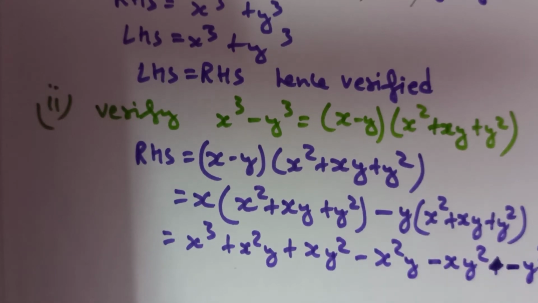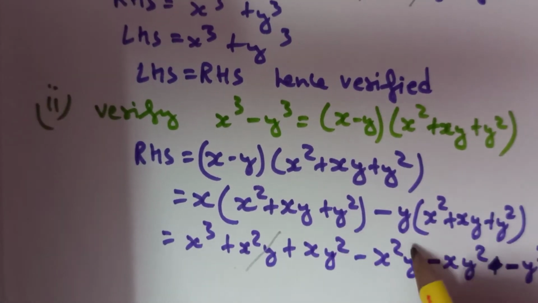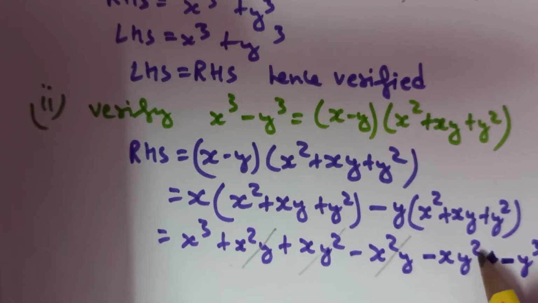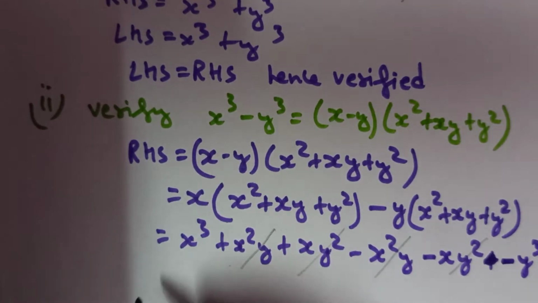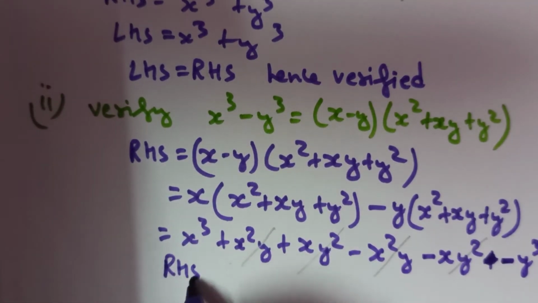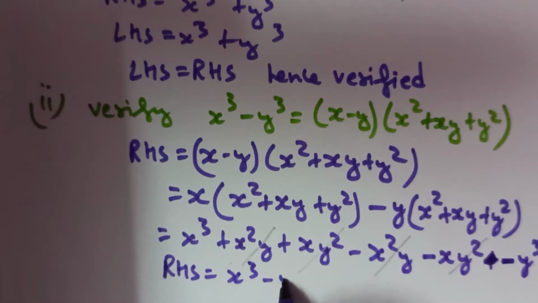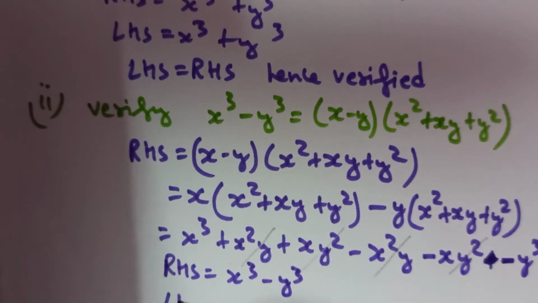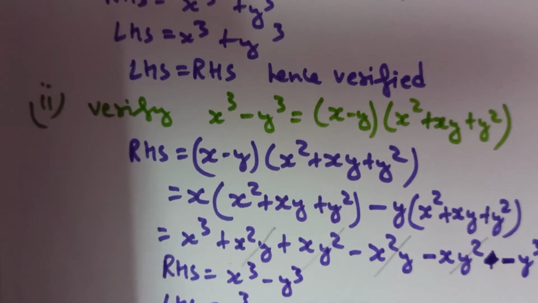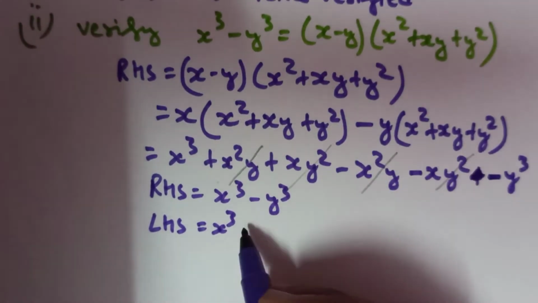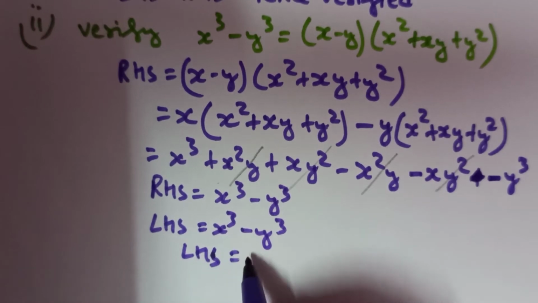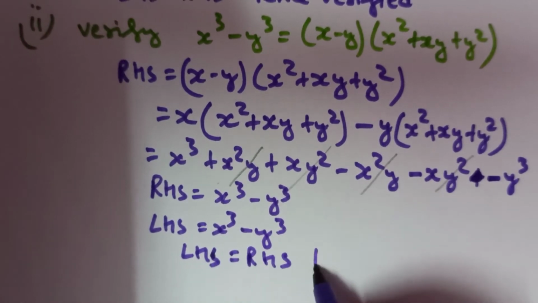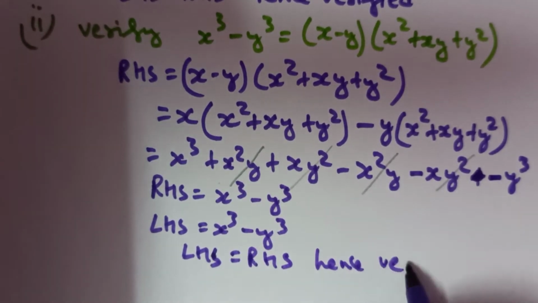So again we will be seeing that plus x square y minus x square y, plus xy square minus xy square will cancel out, and at the end we are getting the value of RHS as x cube minus y cube, and this is our LHS also. So we can say that LHS is equal to RHS, so hence it is verified.